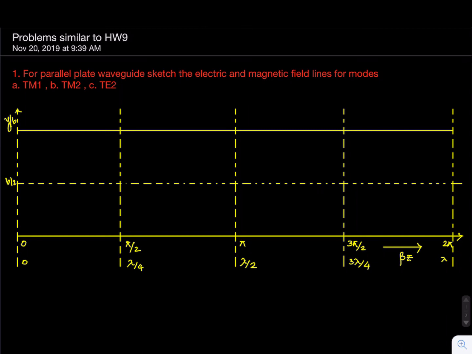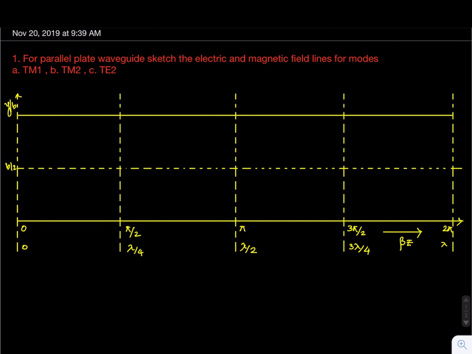Problem 1 on homework 9 is as shown. For a parallel plate waveguide, sketch the electric and magnetic field lines for different types of modes. So the first mode is TM1 mode, then we have to draw it for TM2, and then for TE2. I'll just do it for TM1 here. You can repeat the same thing for TM2 and TE2.